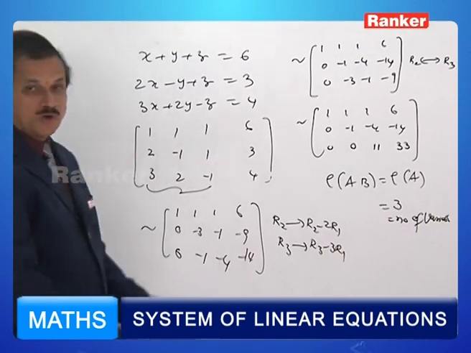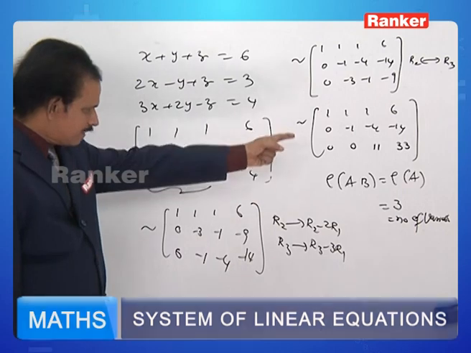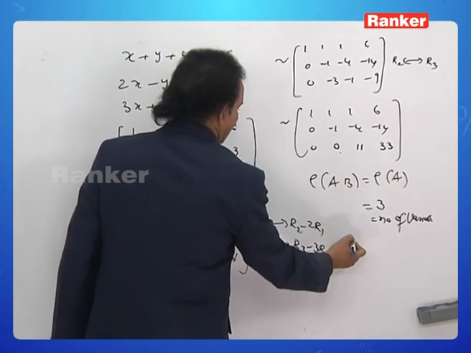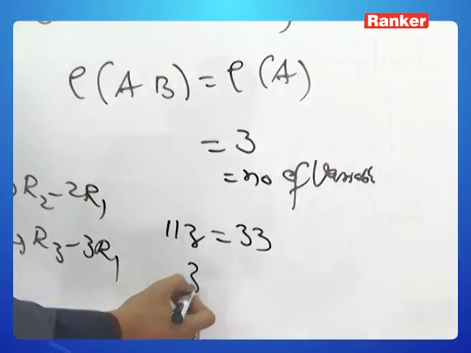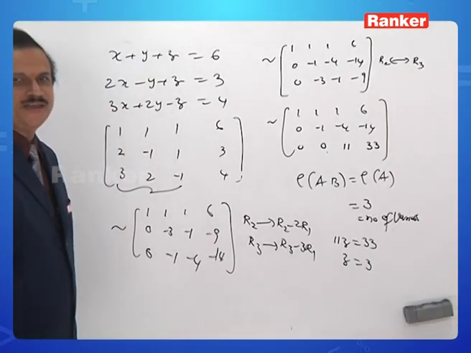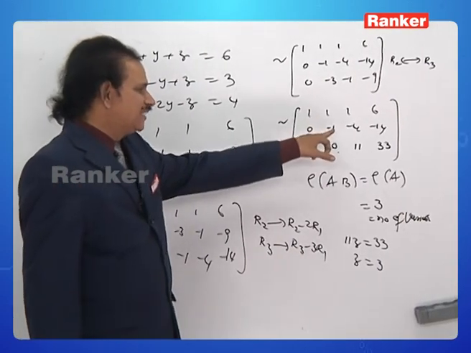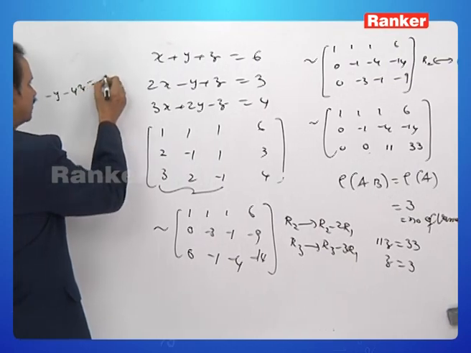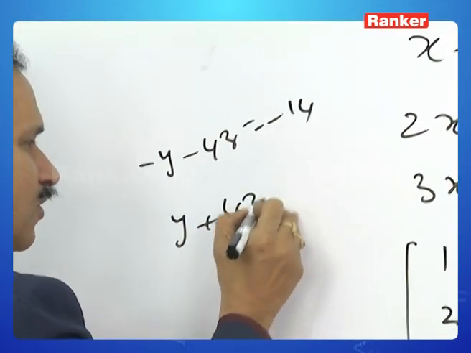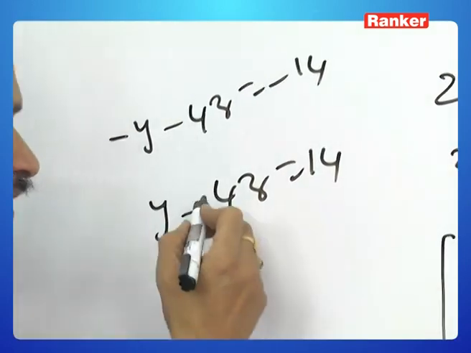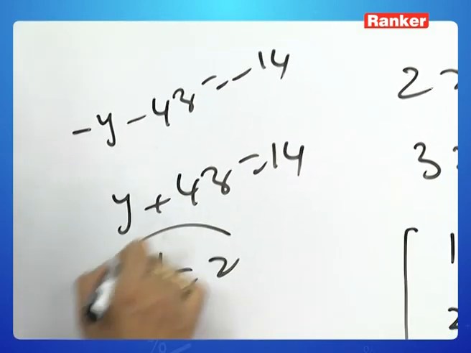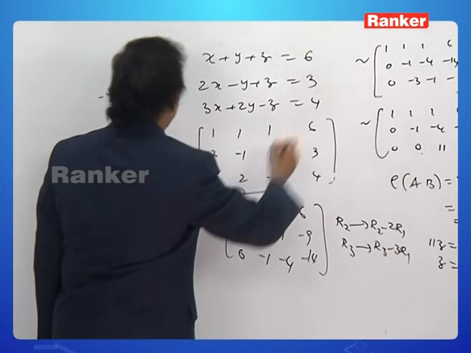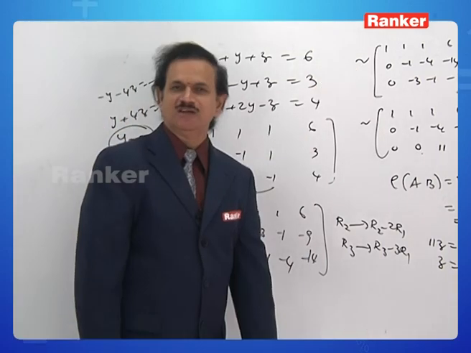Okay. Do you want to have the solution? You can get it directly from that system. 0x, 0y, 11z is equal to 33. Therefore, z is 3. Now, make use of this row. Minus y minus 4z is equal to minus 14. That is y plus 4z is equal to 14. But z is 3 we have got. 4 3s are 12. If it goes that side, y is equal to 2. Oh, happy. You substitute these two in the first row. 2 plus 3, 5. Goes that side, 1. So x is 1. That's all.